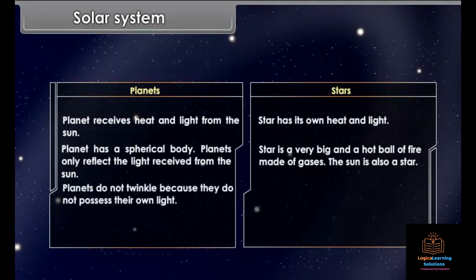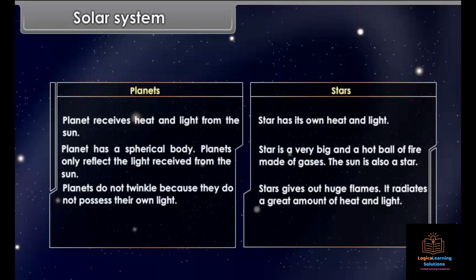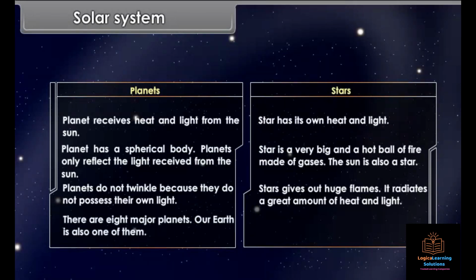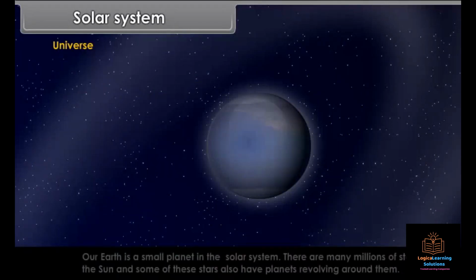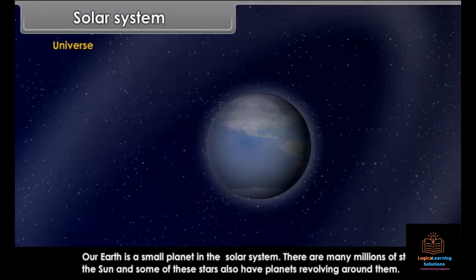Planets do not twinkle because they do not possess their own light. Stars give out huge flames. It radiates a great amount of heat and light. There are 8 major planets. Our Earth is also one of them. Stars are very far from us. Universe. Our Earth is a small planet in the solar system.